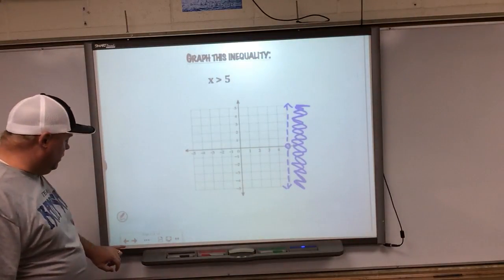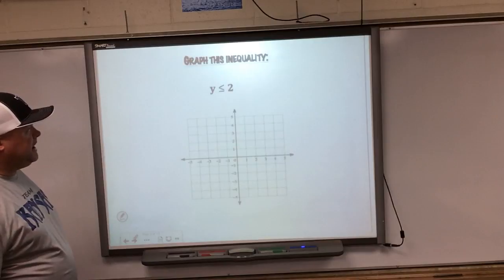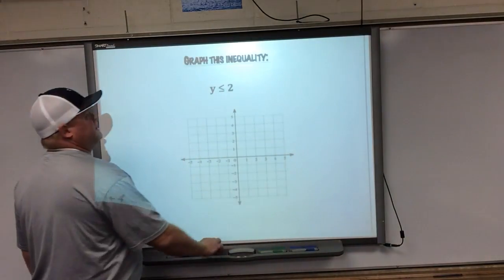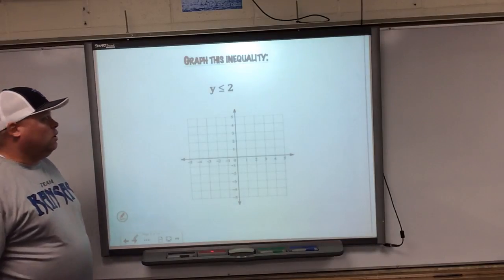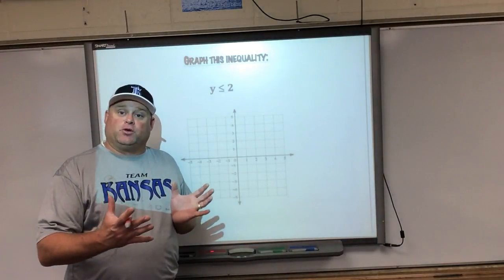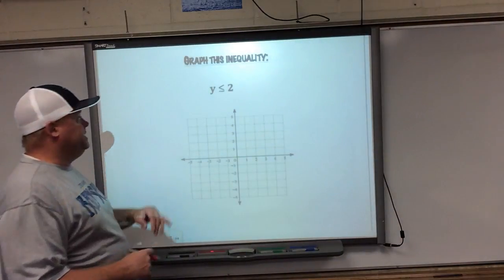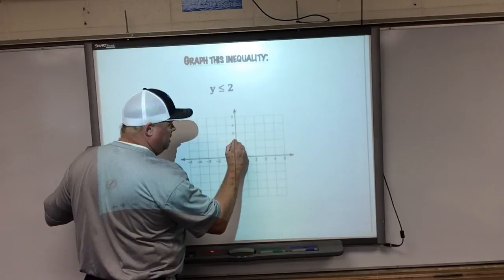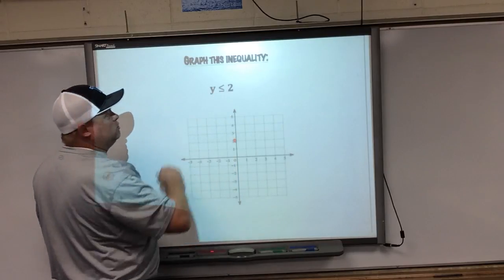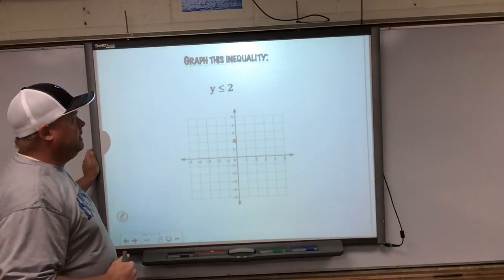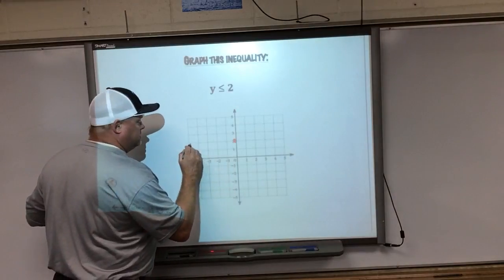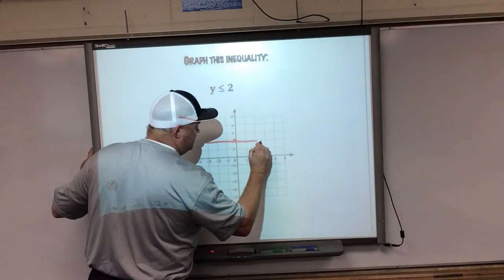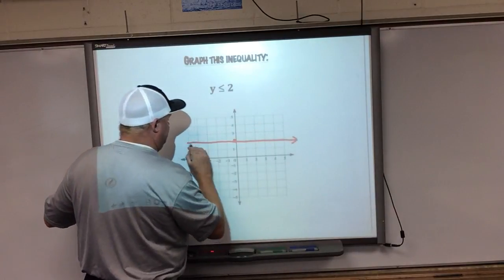All right, let's do another one. I have y is less than or equal to 2. Well, I know that y equal to a number is a horizontal line. So in this case, I'm going to use a solid point because I have that equal to bar underneath. And then I know that it is a horizontal line right through that point. So I'll get this as straight as I possibly can.